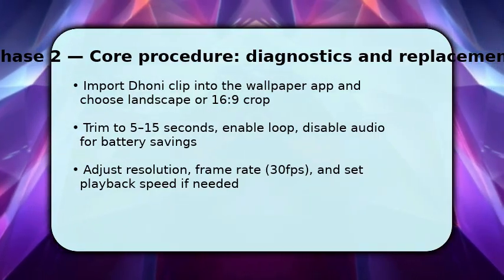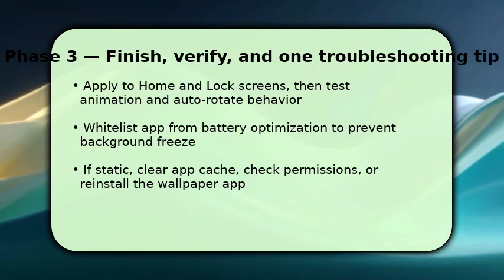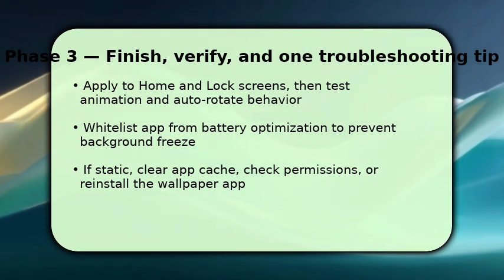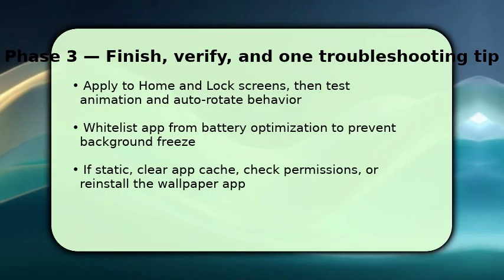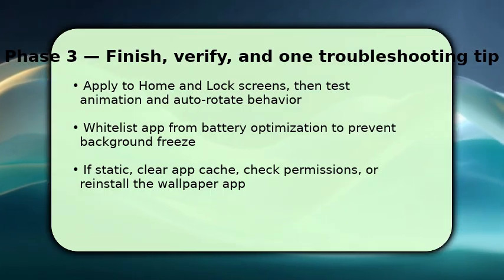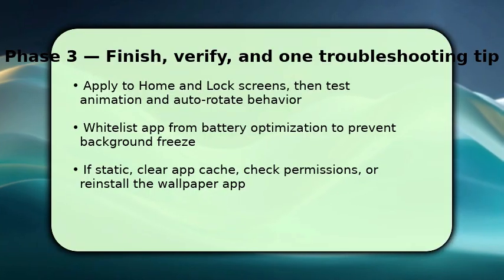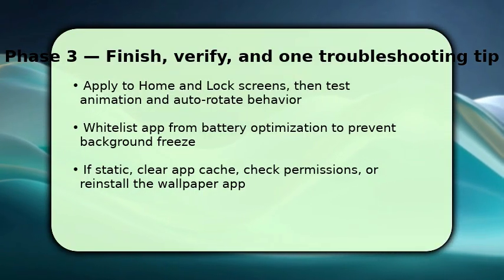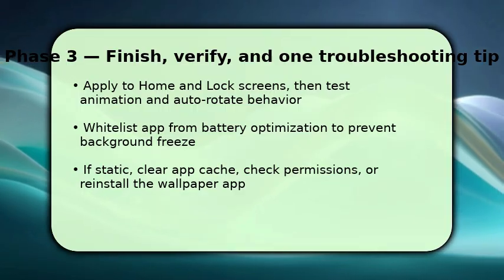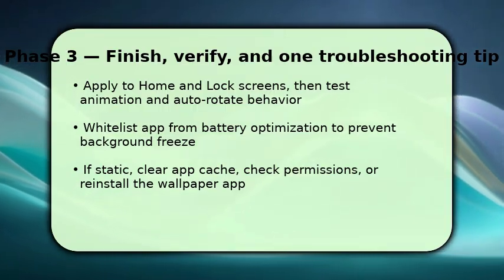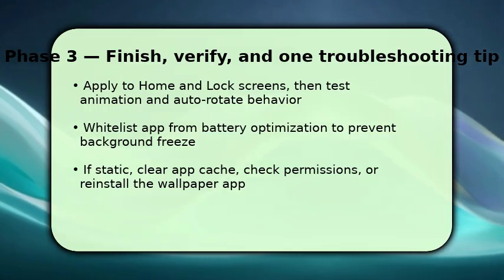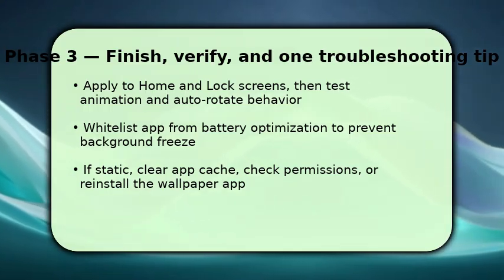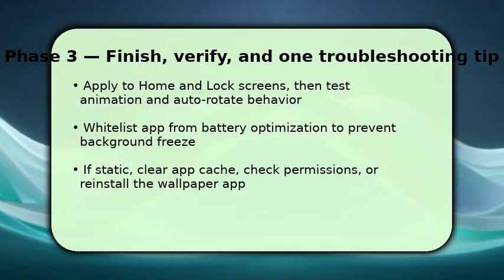You finish by applying the configured Dhoni Live Wallpaper to home and lock screens, and then test the animation and auto-rotate so everything behaves as expected. Make sure to whitelist the wallpaper app from battery optimization settings, otherwise the system may suspend animation to save power. If the wallpaper appears static, clear the app cache, confirm storage and drawover permissions, and, if needed, reinstall the app. This usually fixes codec, permission, or background scheduling issues quickly.